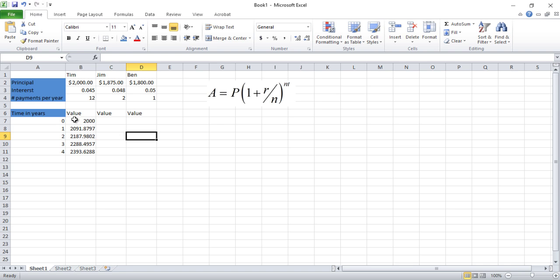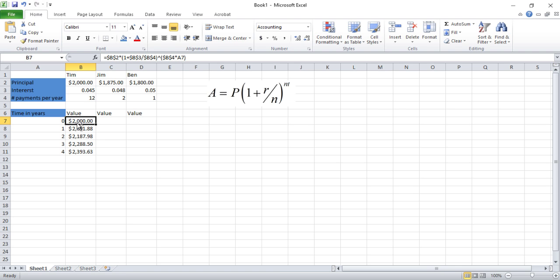Now the thing is, this is not being displayed in dollars. So I want to display this in dollars, so I can select that information and again go up to the top here and display it in dollars and cents. So we can see after 4 years, Tim is going to have $2,393.63.